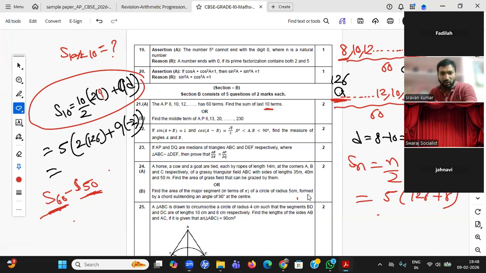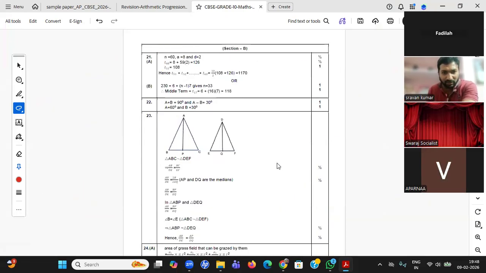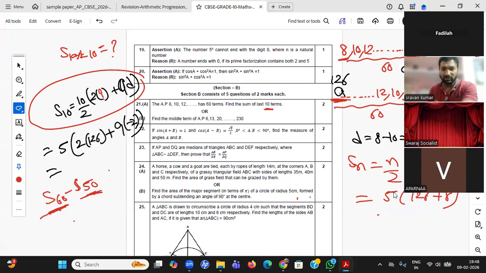Okay, so I don't know the answer. What is the answer, students? Do you want the answer also? Let me see the answer. Section B, right? 1170 is the right answer. Okay, 1170.